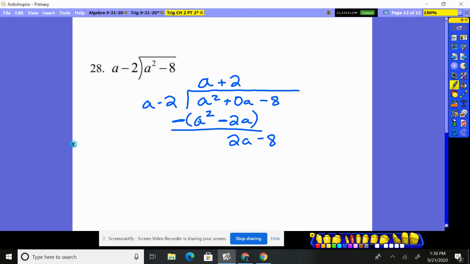A times what gives you 2a? A 2. 2 times a is 2a. 2 times that negative 2 is minus 4. Subtracting the whole thing, this minus a negative will change to plus. Negative 8 plus 4 will be negative 4 remainder. So the remainder is plus a negative 4 over a minus 2. There's all the problems for you. I hope it helped you.